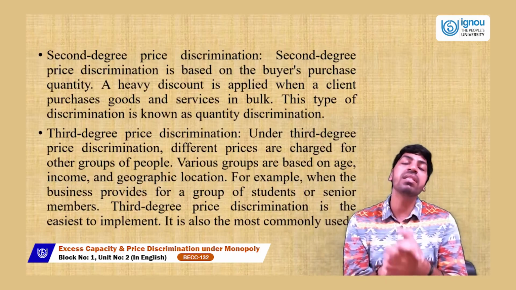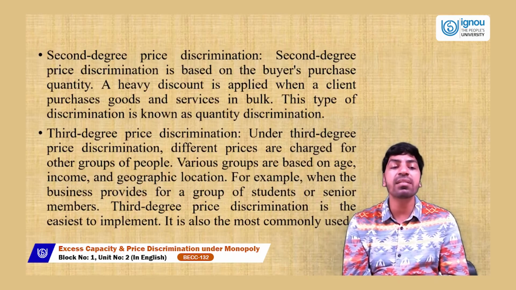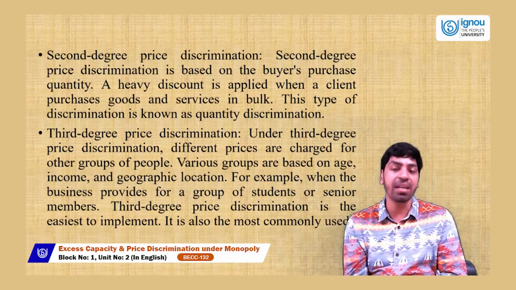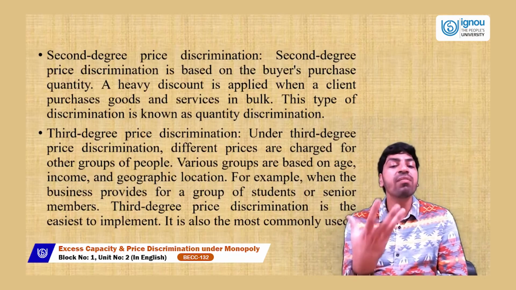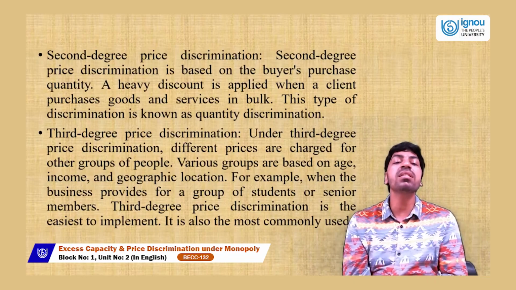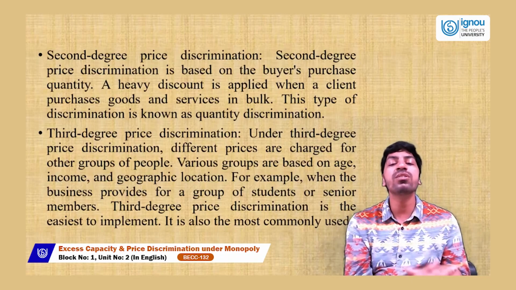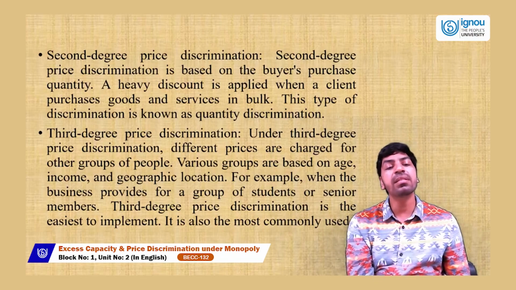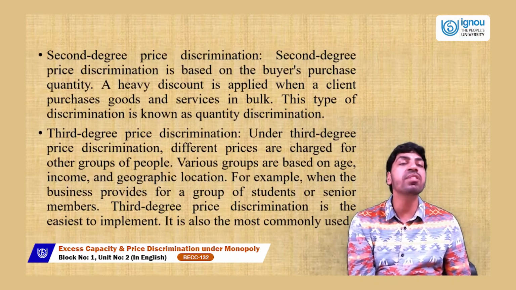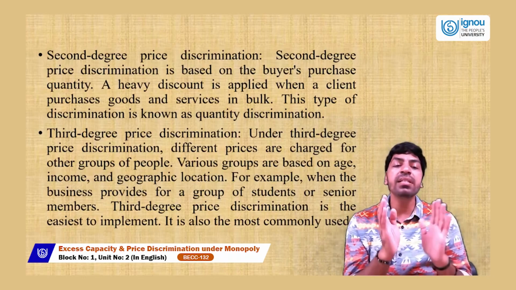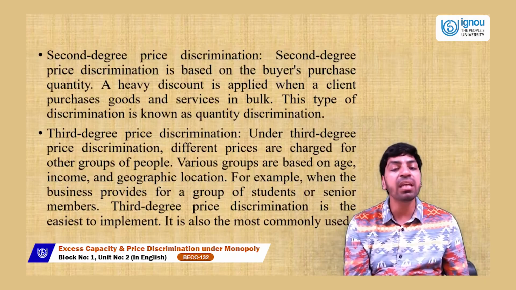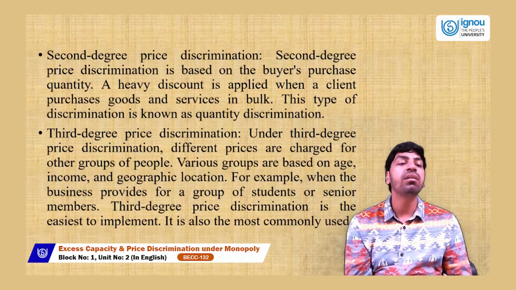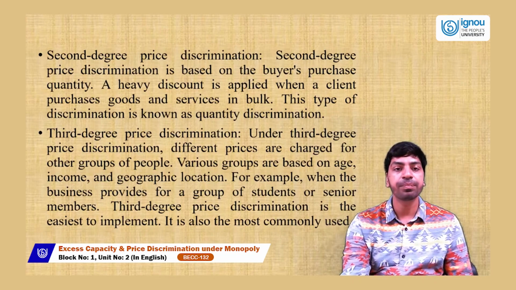Accordingly, the businesses will charge their prices to different groups of people based on demographic factors like age, income, and geographical location. So when any business provides prices for a group of students or senior members, that is third degree price discrimination. It is the easiest strategy to implement, and it is the most commonly used strategy all over the world.